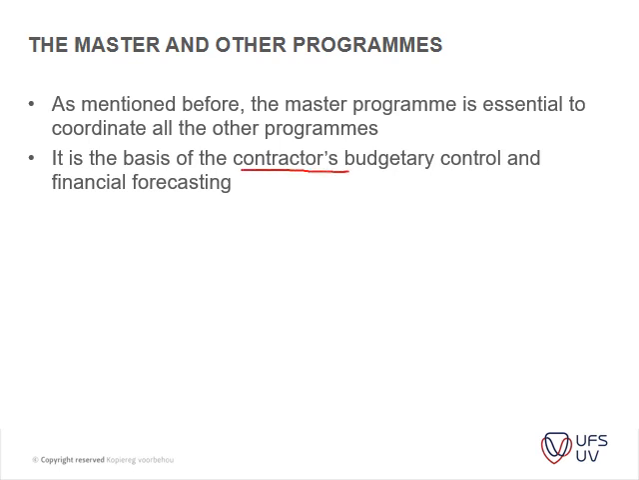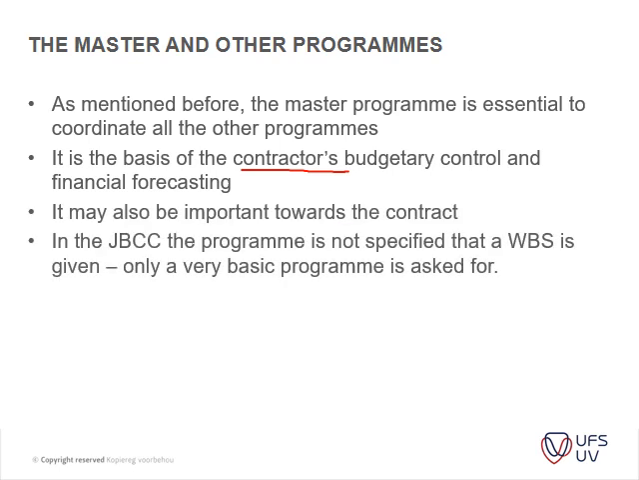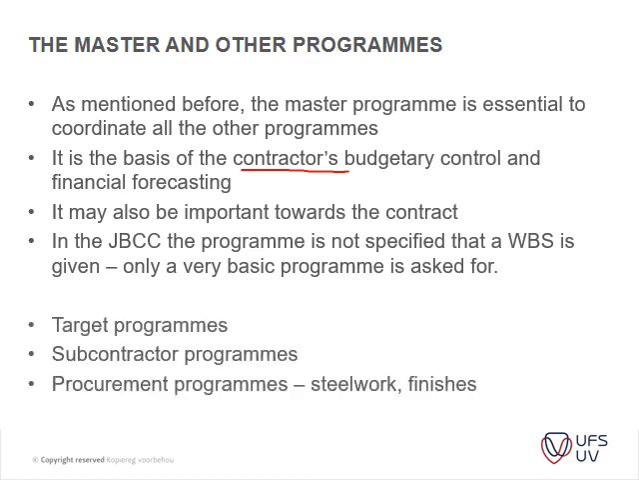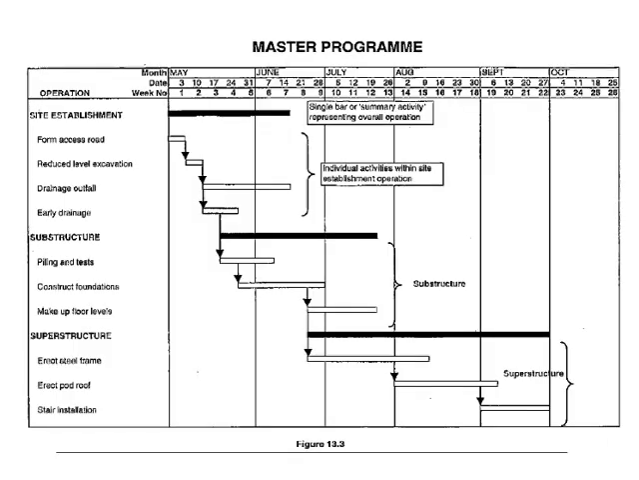Not only the contractors, but also the principal agent, or the engineer, or the client's representative. It may also be important towards the contract. Okay, then I just inserted an example: JBCC doesn't ask for a work breakdown structure, although the GCC, NEC, and the FIDIC does ask for a breakdown like that. Then you've got target programs, subcontractor programs, procurement programs, etc., which are based on the above.